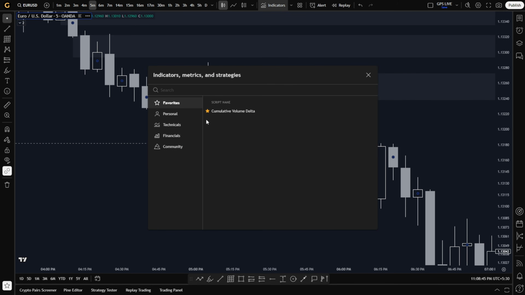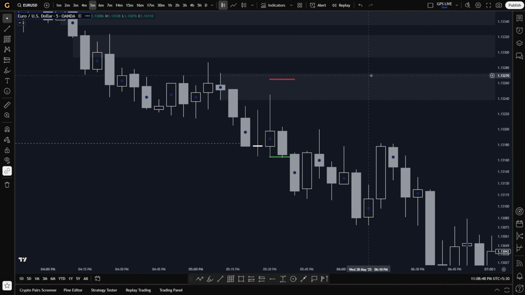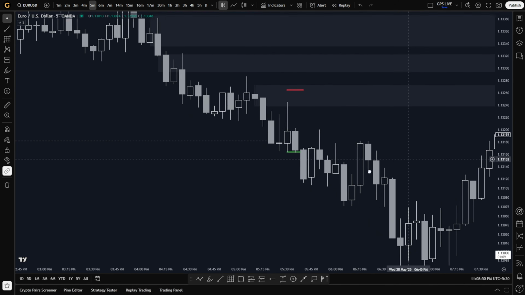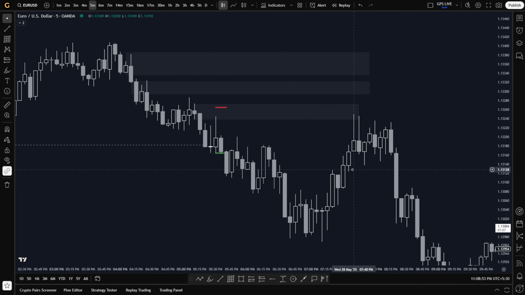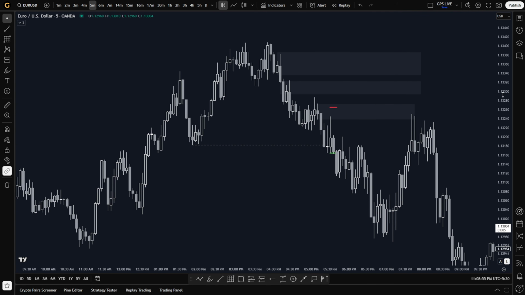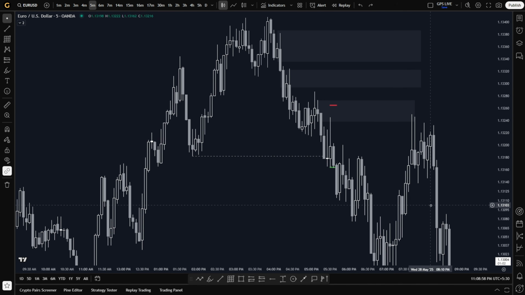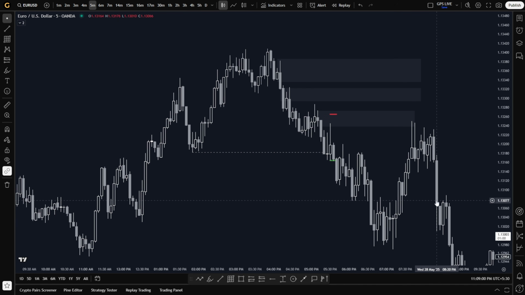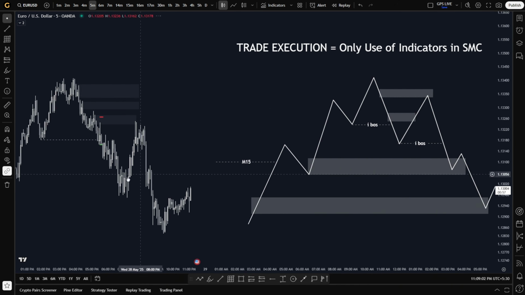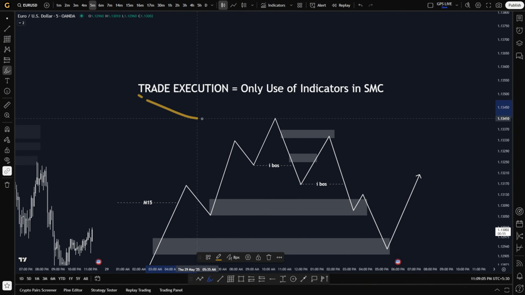This is very similar to CVD, which we discussed in the previous video. If you haven't seen that yet, you can check that one out too. All right, so that's it guys. I hope you learned something new. Just don't forget, indicators should only be used for trade execution, right?